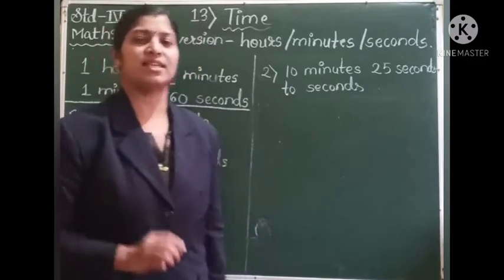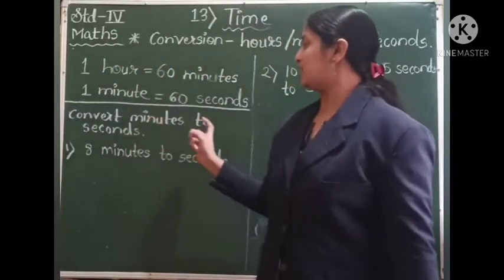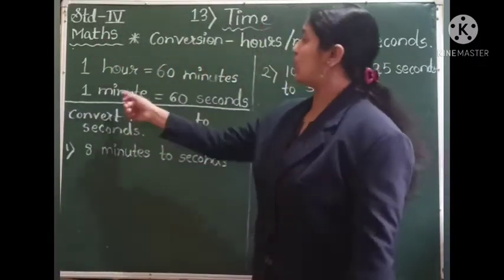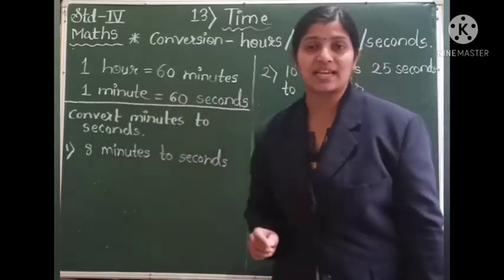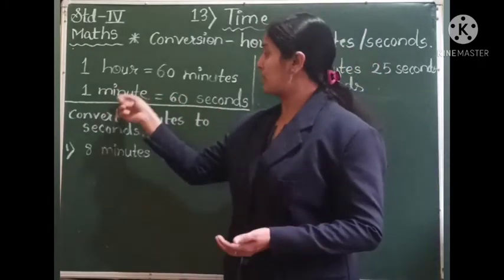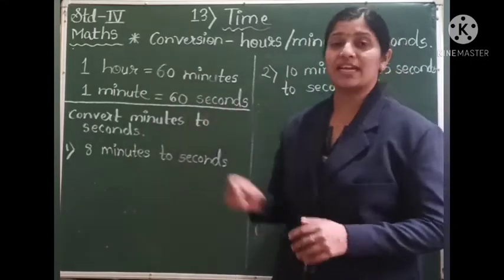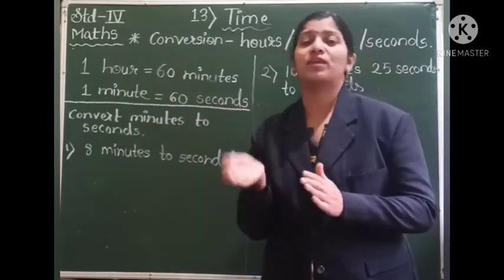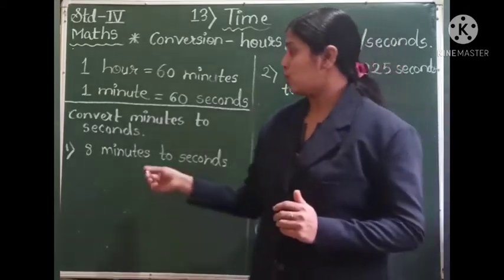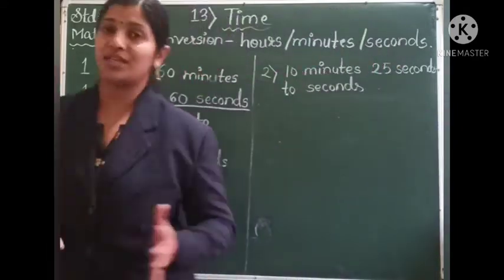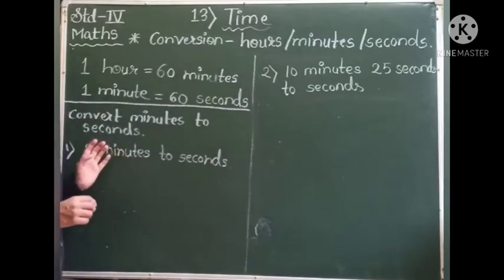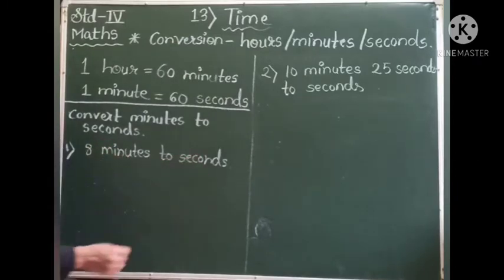Students, now let us see how to convert minutes to seconds. So 1 minute is equal to 60 seconds. When we want to convert minutes to seconds, we have to multiply the number of minutes with 60 so that the minutes get converted to seconds. So here you see, the first question is 8 minutes. We have to convert 8 minutes to seconds.